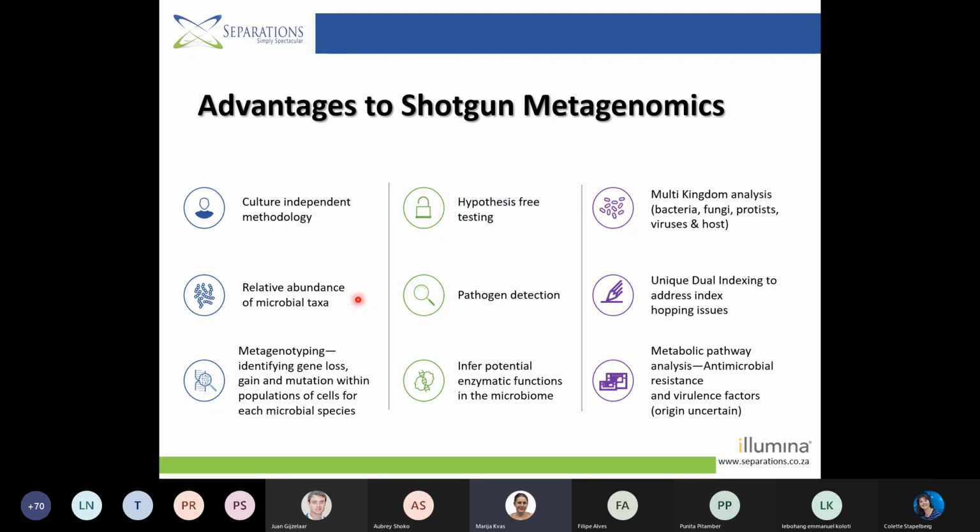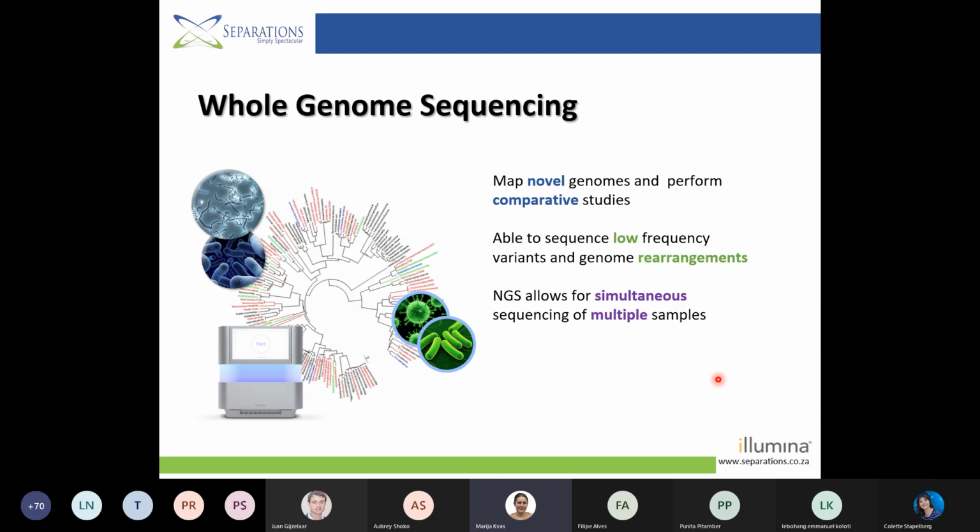And because we are sequencing whole genomes, we don't just identify who is in that community, right? Like we would do with a more targeted approach. But because we have the whole genome now, we understand the whole genetic makeup of those organisms in there, and then we can mine that data to infer potential, let's say, enzymatic functions, or we can look into antimicrobial and virulence factors, right? So it tells us more about the organisms that are out there, not just the names of those organisms, right?